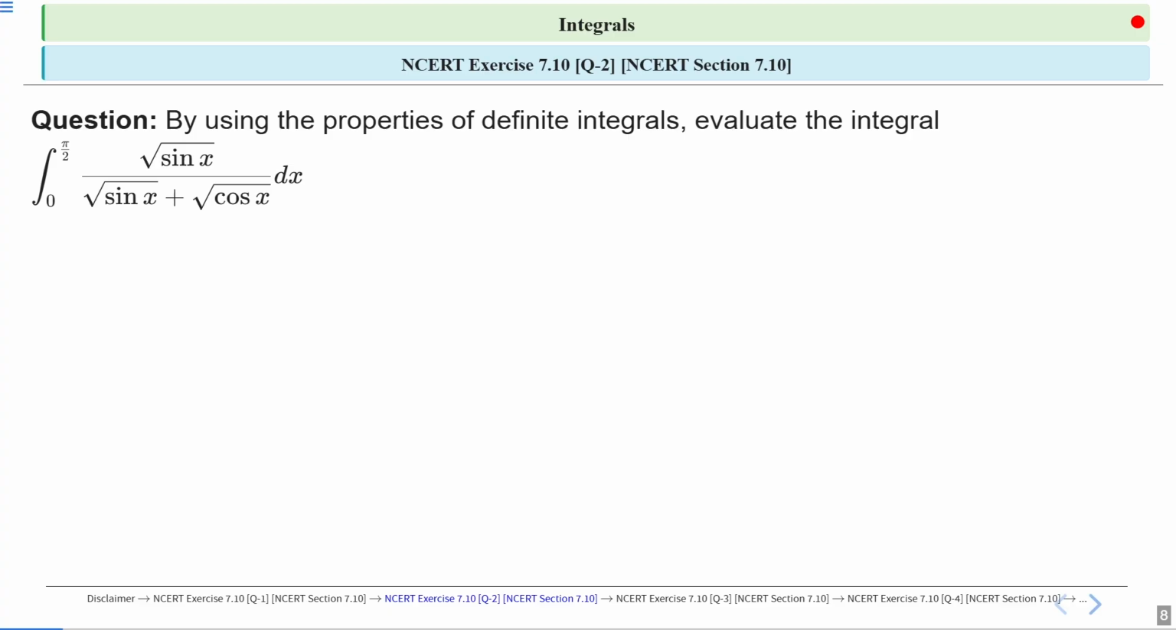Whenever there is a trigonometric function in the question, we can apply property number 5, that is, the integral from 0 to a of f(x) dx is equal to the integral from 0 to a of f(a minus x) dx, because sine and cos functions are symmetric in nature, so we can apply that property. So just try.